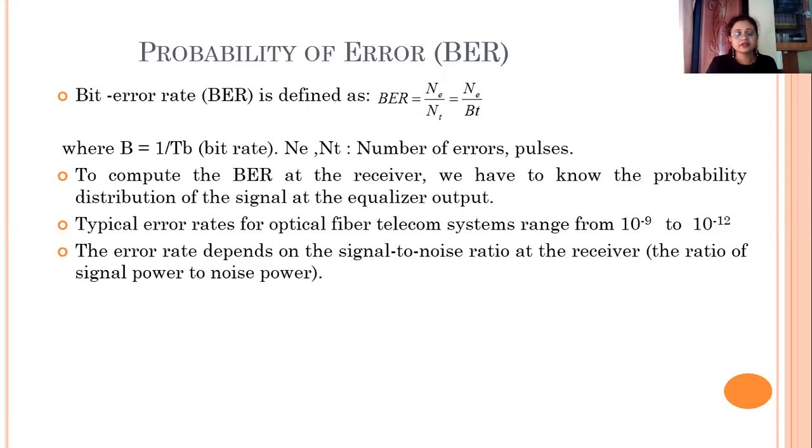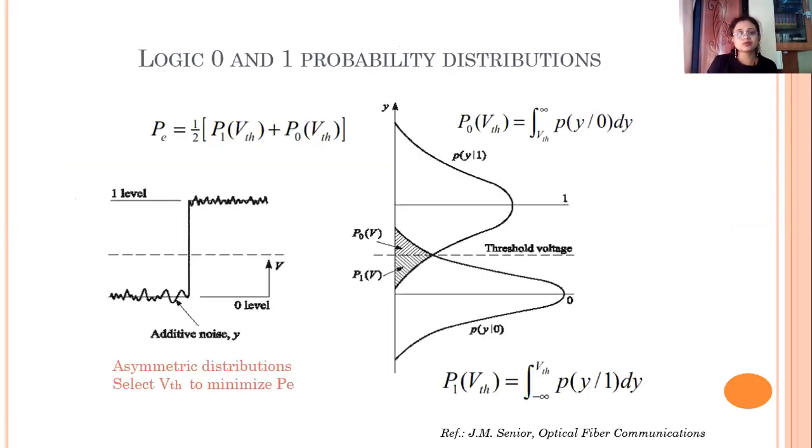So error rate depends on the signal to noise ratio at the receiver. Let's go through a small brief understanding of what is being said in this previous slide. As it is said, the bit error rate depends on the probability distribution at the equalizer's output, and it depends on how the signal detection is done.